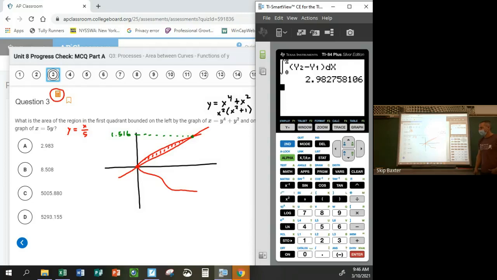Okay? Another thing, if you knew kind of what this picture looks like, you could rule out C and D. That's way too big for a region enclosed by two curves that look like this.